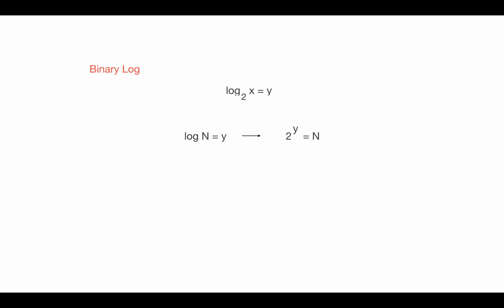That means log 4 would be 2, because 4 is 2 raised to the power 2. Log 8 will be 3, because 8 is 2 raised to the power 3. And log 16 will be 4, because it's 2 raised to the power 4. So look at the growth in n here. We are doubling n, but the binary log of these is increasing by just a tiny amount, which is 1, as we are having 2, 3 and 4 here.